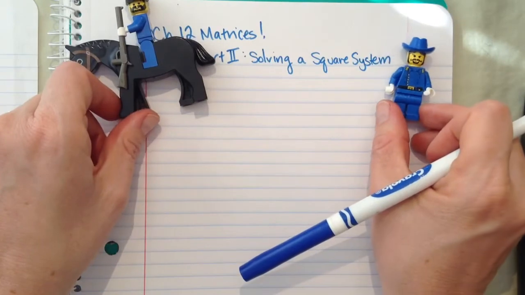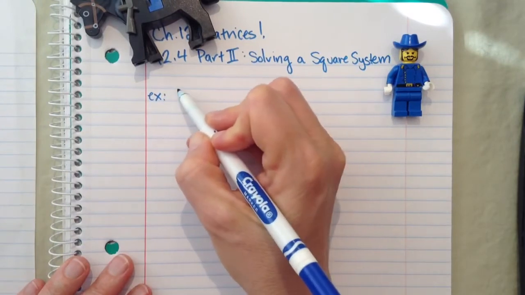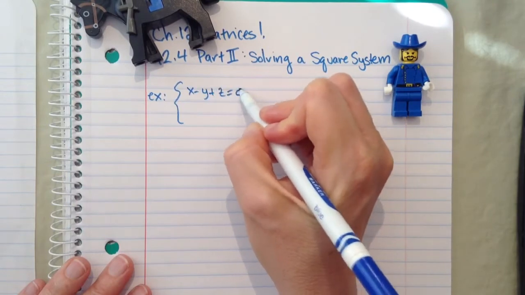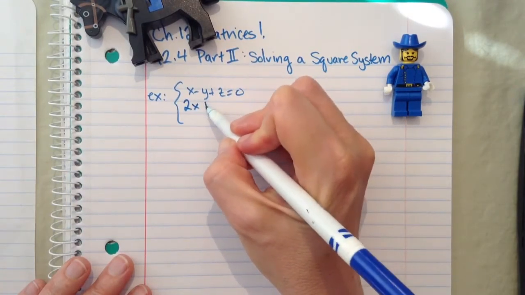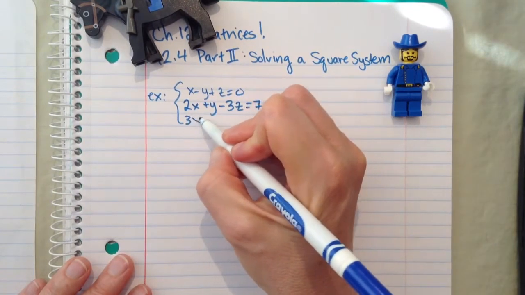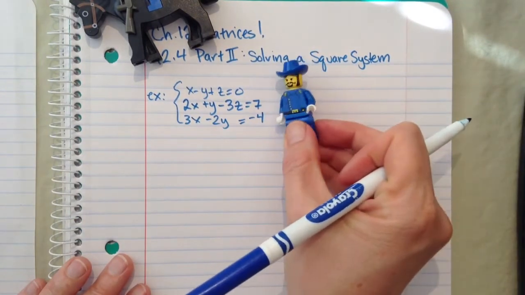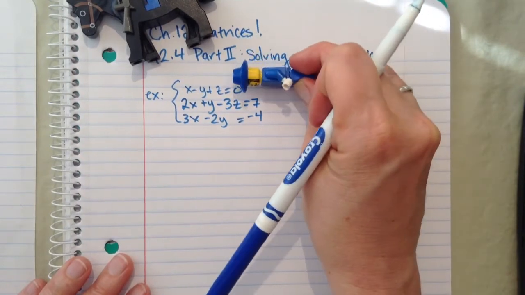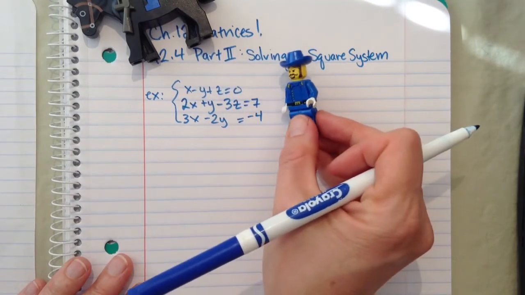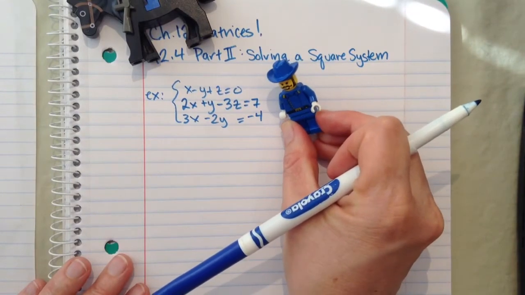Solving a square system. Alright, so remember in the last set of notes, we had a square system, which was x minus y plus z equals 0, 2x plus y minus 3z equals 7, and 3x minus 2y equals negative 4. Yes, I do recall, and this is a square system because it has 1, 2, 3 equations and 1, 2, 3 variables.